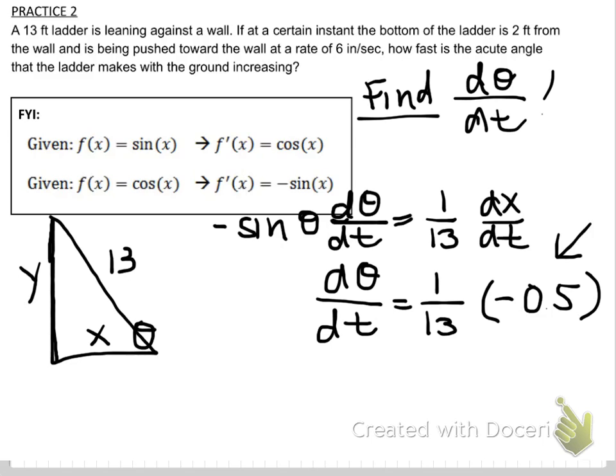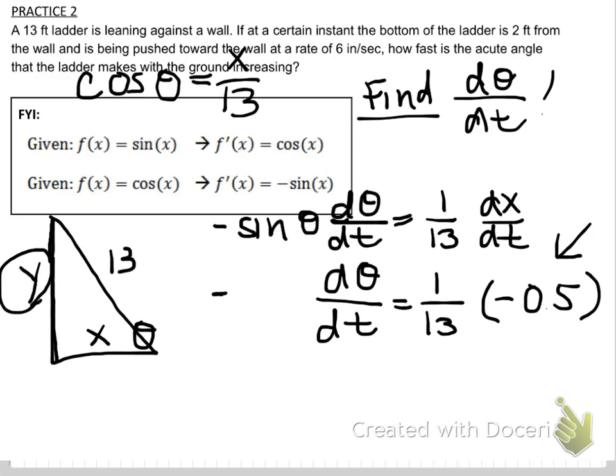Now there's a couple ways to do this. I'm going to show you the way that I think is the easiest. If you remember, our original equation was that cosine theta equals x over 13. Cosine is adjacent over hypotenuse. We know that sine is opposite over hypotenuse, which means that it's going to be y over 13.